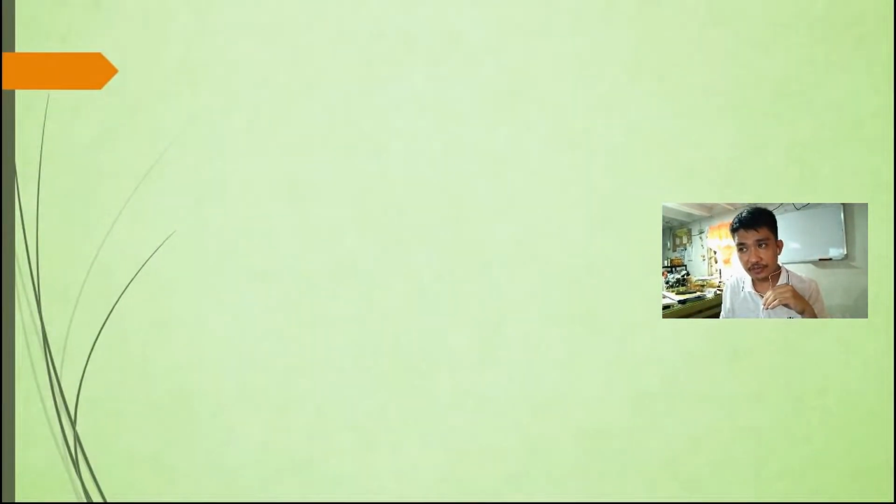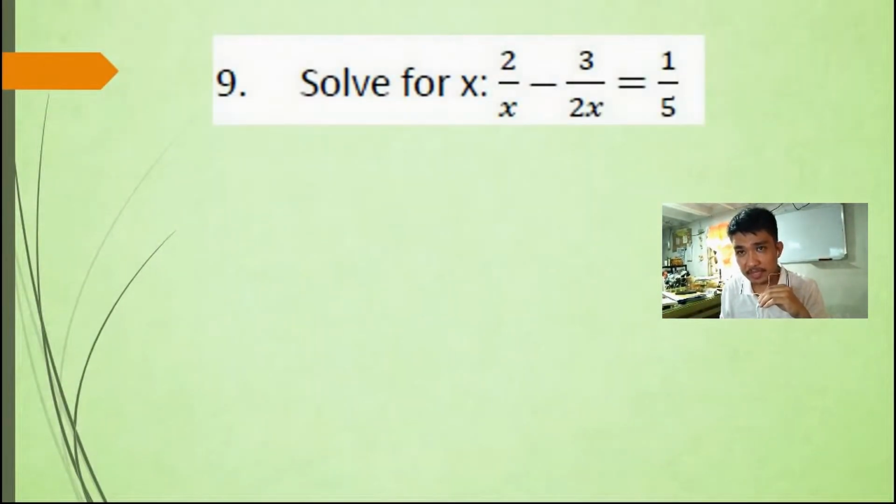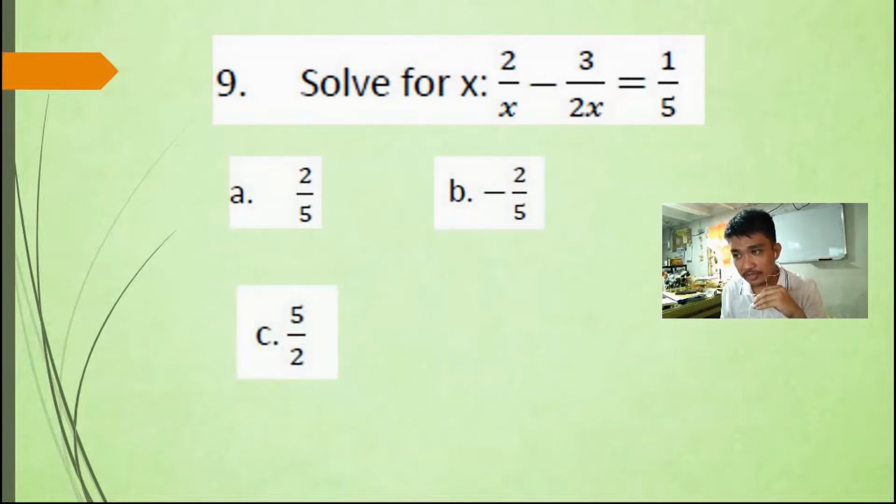Number 9. Solve for x. 2 over x minus 3 over 2x is equal to 1 over 5. Letter A, 2/5. Letter B, negative 2/5. Letter C, 5 over 2. Or letter D, negative 5 over 2.